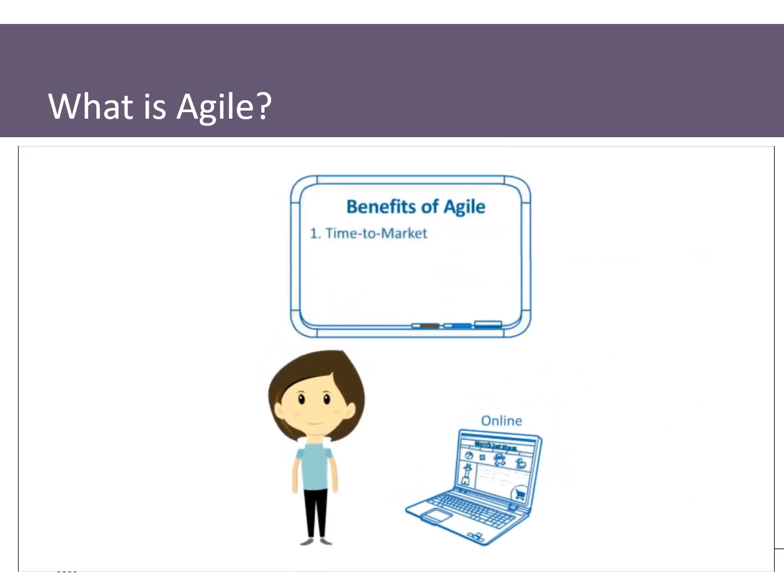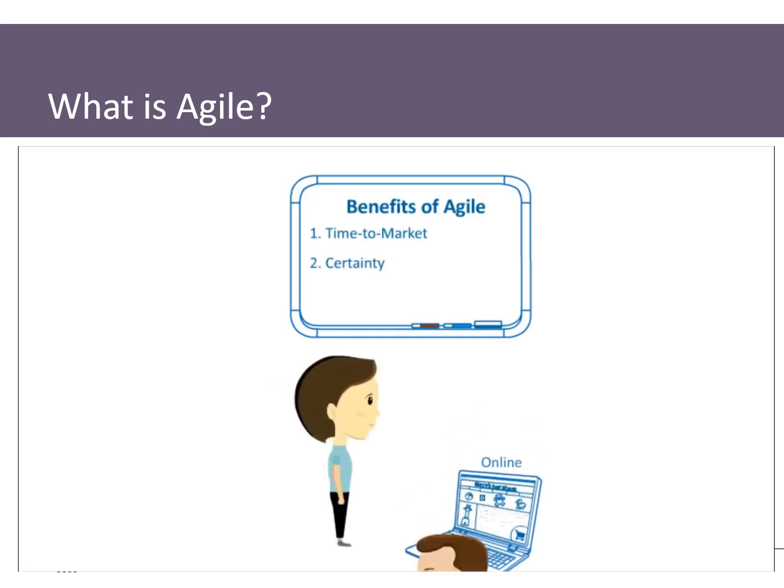First of all, Mary's website went online quickly, right after Sprint 1. While it's not everything that Mary wants, at this early stage, the website is functional, and more importantly, making her money. Secondly, Agile Scrum lets Mary be more certain of what she's getting.